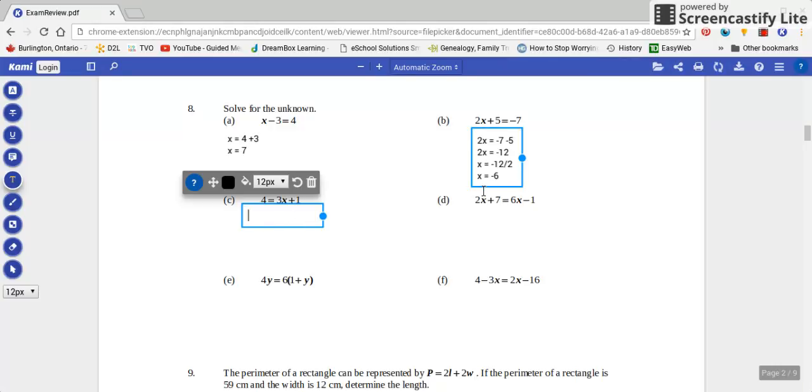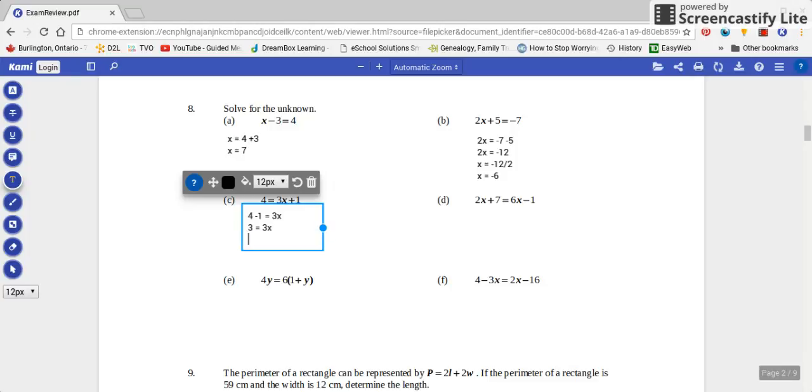Because we want to end up with an answer that says x equals something. So the first step is get the 1 away from there. So if we're going to add 1 on the one side, we're going to subtract 1 on the other. So 4 take away 1 is equal to 3x. Okay, 4 take away 1 is 3 equals 3x.